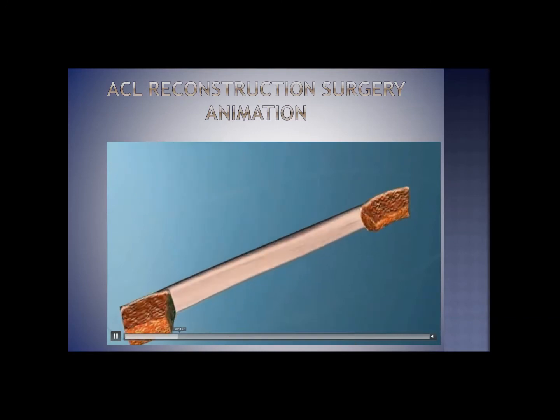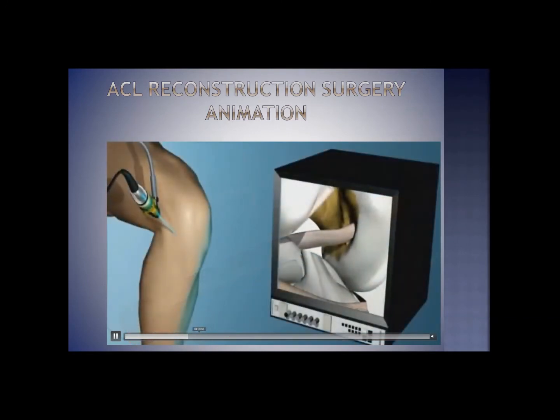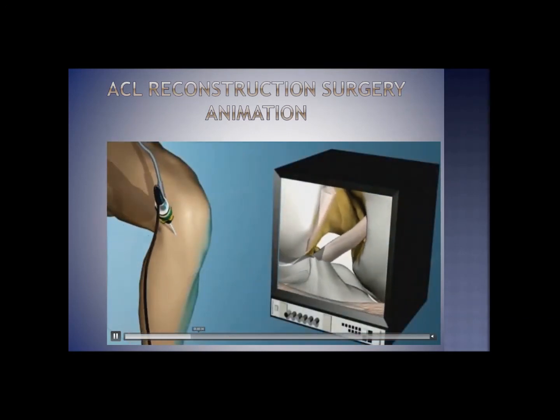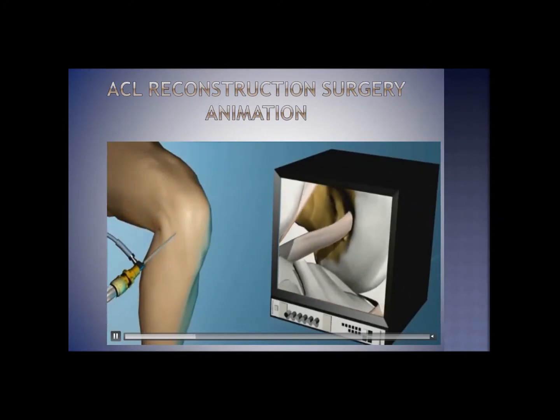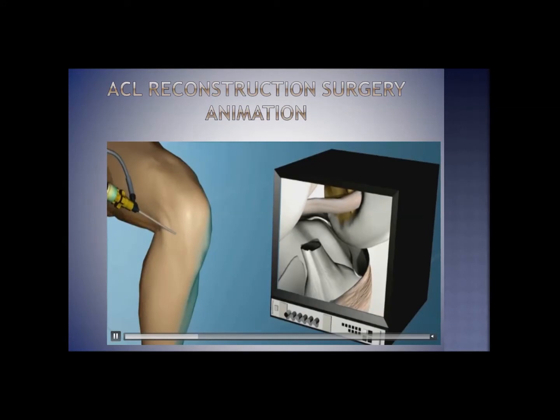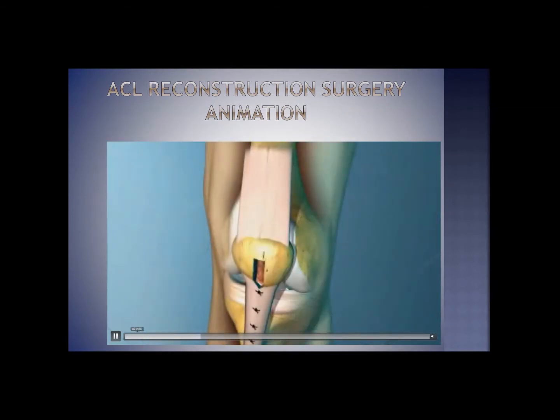Let's go a little forward here. So you can see pretty much on the camera. You're going to want to be able to see inside the joint. And as you can see, that's going to be the ACL right here, which is going to be used in order to reattach it or to reconstruct it. So let's move forward a little bit more.